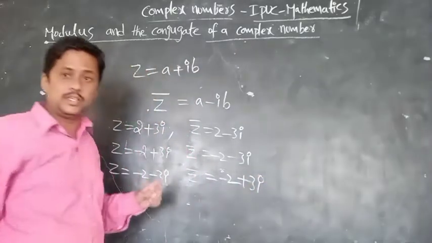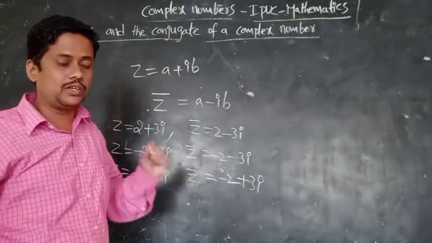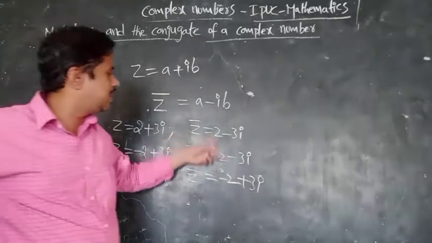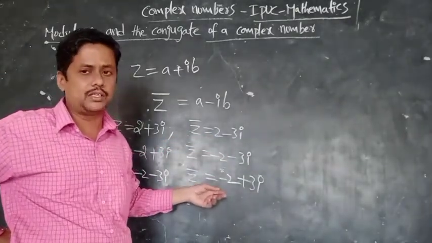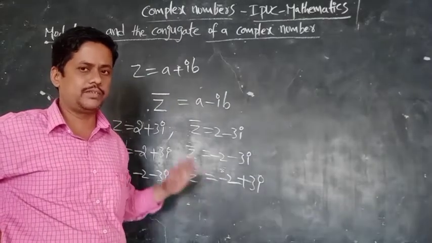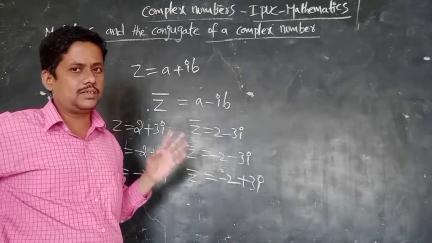What you have to learn from these examples is that the real part won't change. Negative sign remains negative, positive remains positive. What is the changing?